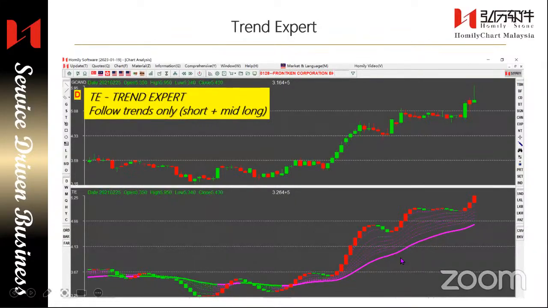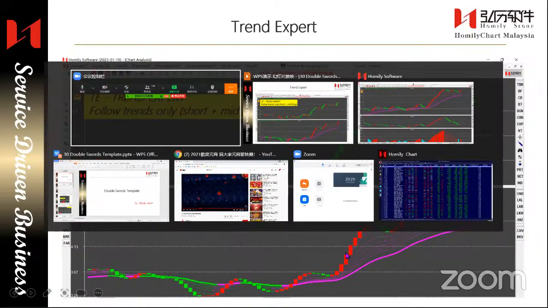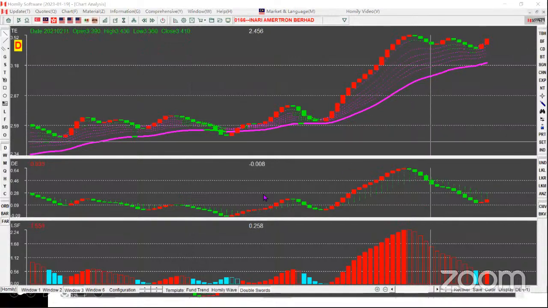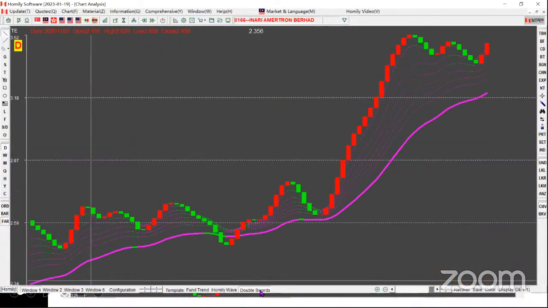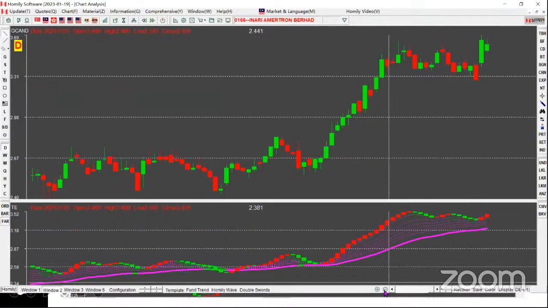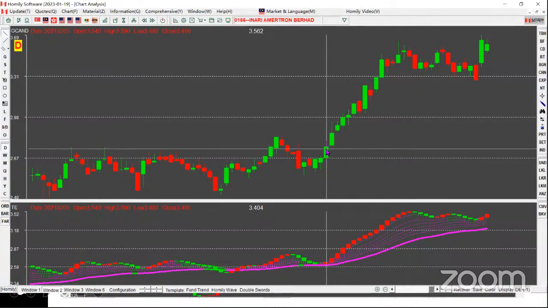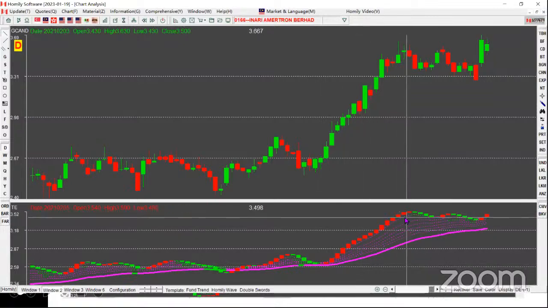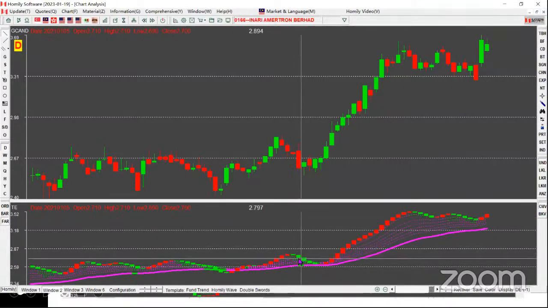This is very important. No prediction at all. So just follow the trend. It tells you whether the current trend is up or down. So no matter what stock you open, we can put trend expert in window 2. Then you can combine with the price movement, the candles, and the indicator. You will understand more.